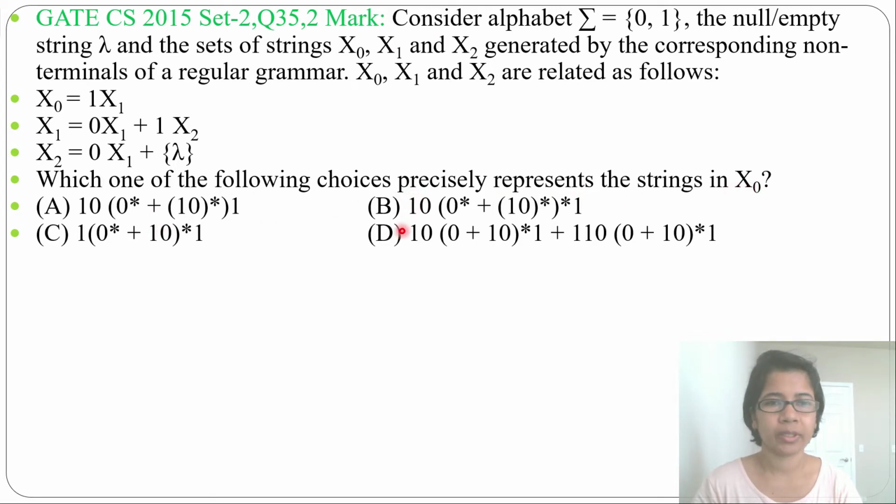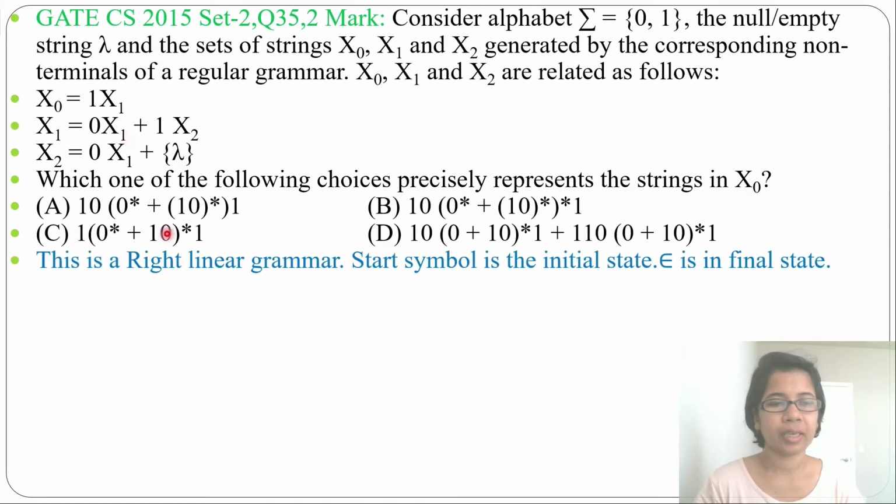Four regular expressions are given. First understand what it is asking. It is asking what will be the regular expression of x0, and that regular expression is not how you are reaching x0, it is what will be generated from x0. Here it is written the set of strings x0, x1, x2 generated by the corresponding non-terminal of the regular grammar. So x0 means the set of strings that can be generated from x0, meaning how you can reach from x0 to the final state. That will be the regular expression for x0, and it is asking what can be generated from x0.